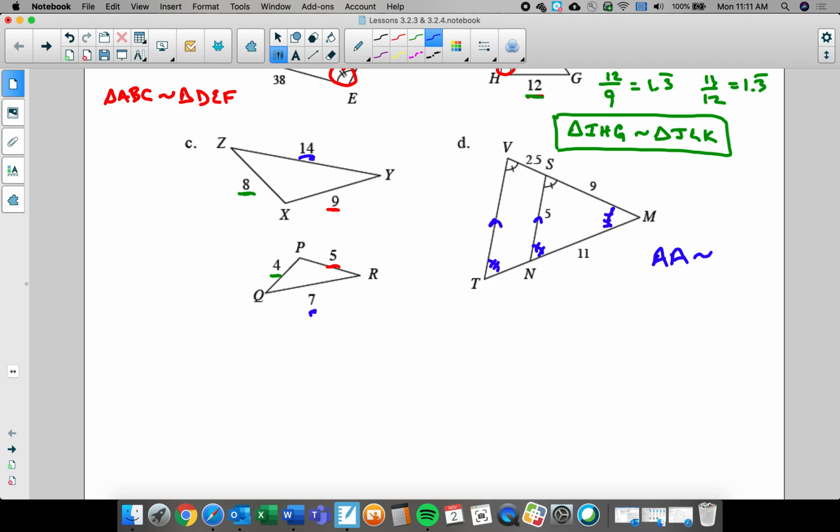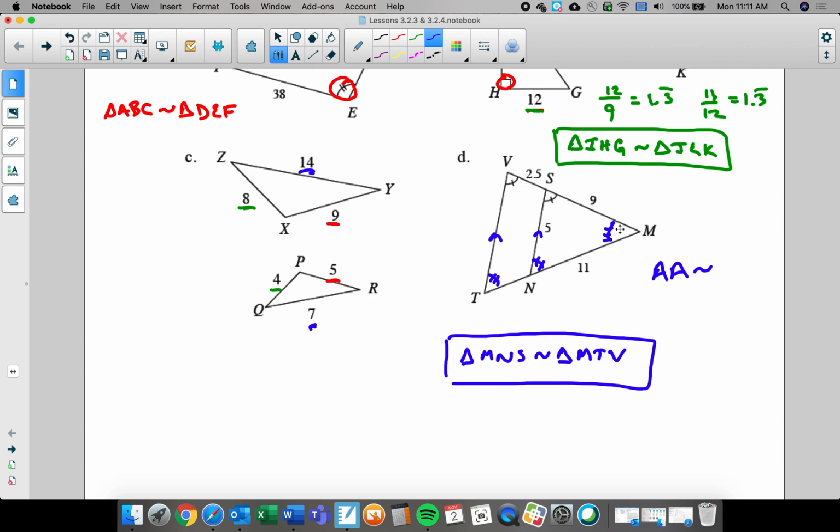That's our justification. And therefore, let's say I wanted to write a similarity statement. I'm going to use the small triangle MNS. It would have to be similar to triangle, we said M matched up with itself, so I can put that first. Angle N matches up with angle T. And then the last part is V. There would be your similarity statement stating that the smaller triangle is similar to the bigger triangle. All right, so there's that part of it.